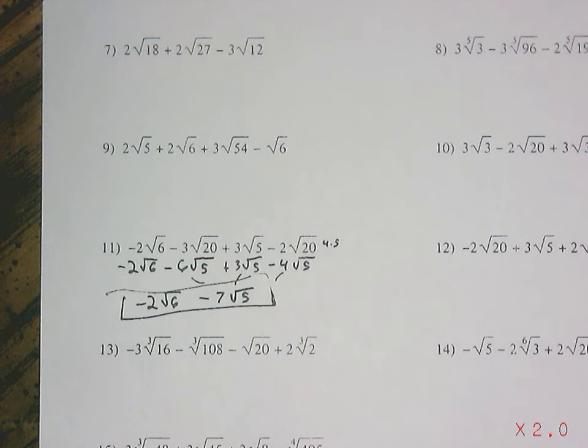And that's pretty much all you're doing. It's just like combining like terms, finding the factors, taking out the ones that can be square rooted, cube rooted, whatever. And that's it.